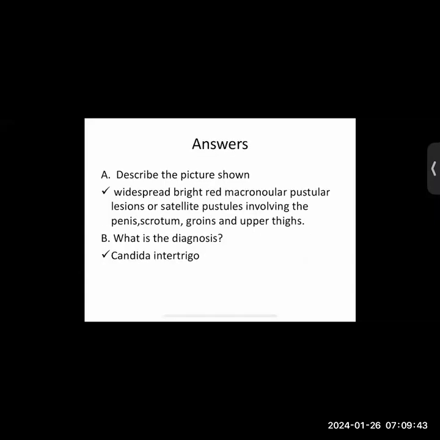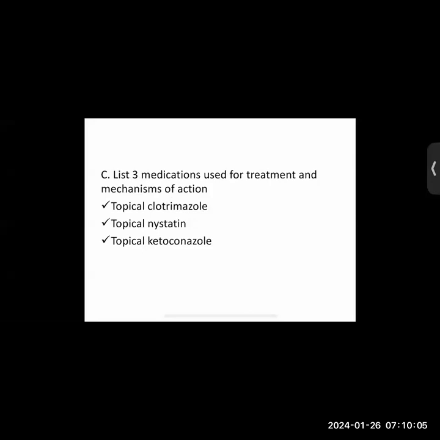Okay, question A: describe the picture shown. It shows widespread bright red macronodular pustular lesions with satellite pustules involving the penis, scrotum, groins, and upper thighs. The diagnosis is Candida intertrigo. Next slide, please. Then it says list 3 medications used for treatment and their mechanism of action. The medications are topical clotrimazole, topical nystatin, and topical ketoconazole.